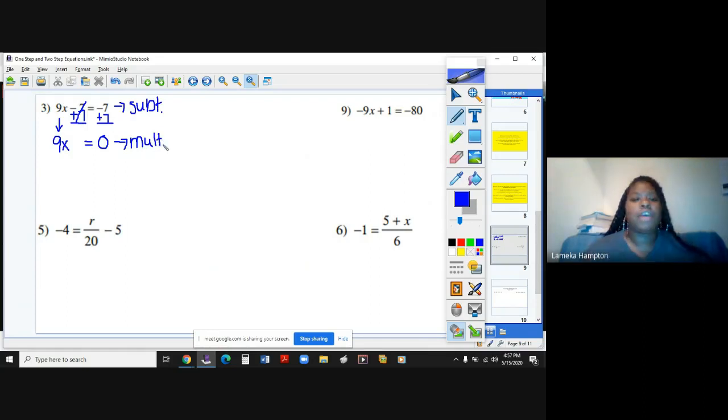So now this is a multiplication problem. Why is it a multiplication problem? Remember, when you have a coefficient or a number and a variable put together and it's equaling another number, that is automatic multiplication in algebra. Remember, the x sign, the multiplication sign goes away. Because now I have a multiplication problem, I now have to do the opposite of multiplication, which is division. So now I am going to divide both sides by 9.